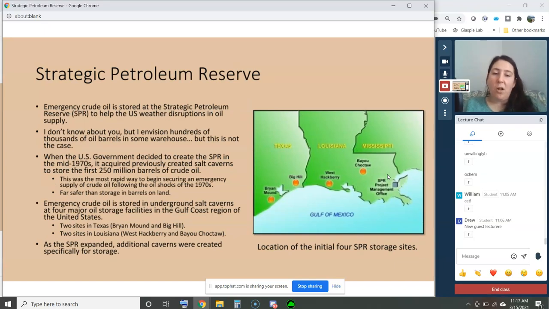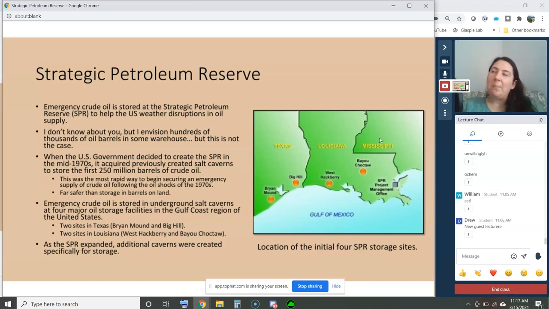Other salt domes that are well inland, at least they're well inland today, have been used for a variety of purposes other than mining salt to make hot sauce. So these salt domes have been used to create the Strategic Petroleum Reserve. And the Strategic Petroleum Reserve is emergency crude oil that the United States stores to help weather disruptions in oil supply. And so we don't want any sort of disruption in oil supply to completely take us off the grid. We've got enough to last some time, even if we don't have a great supply.